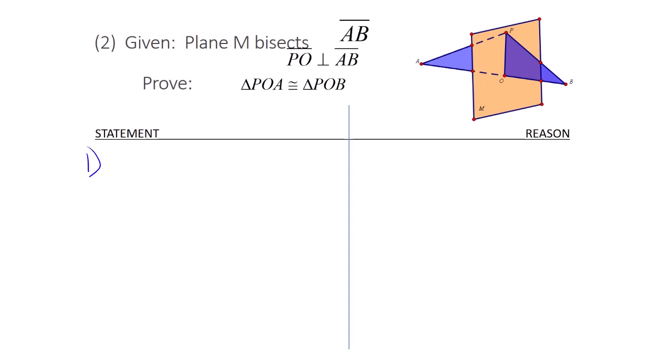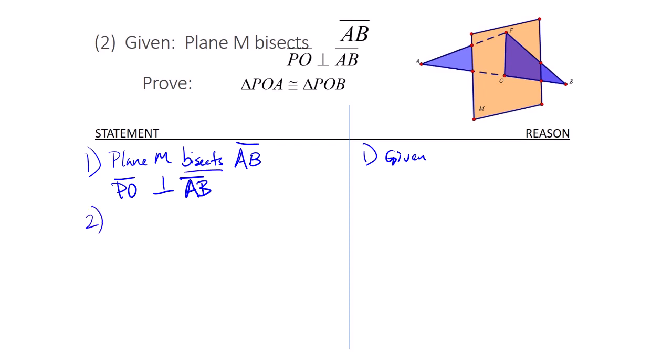So first, plane M bisects segment AB. All right, and that's given. And then the other given is that PO is perpendicular to AB. All right, and that's also given. So let's deal with the bisector first.